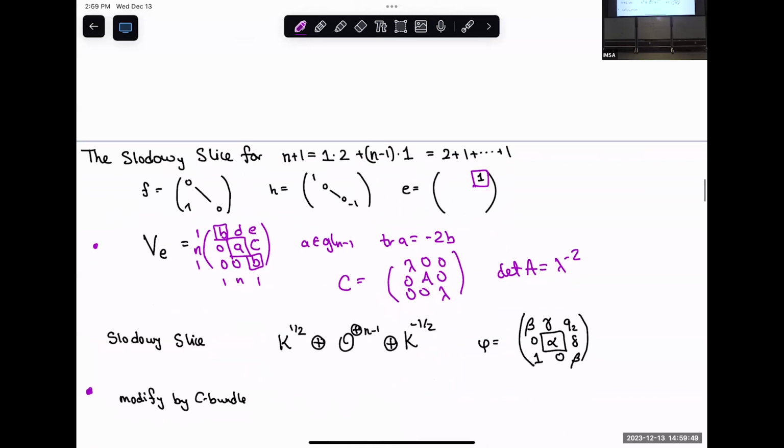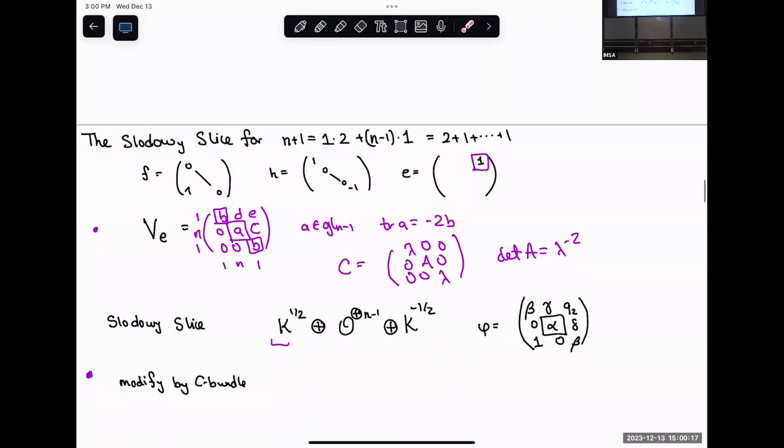So what's the Slodowy slice? Let me start out by not twisting by this C object. What I'm going to do is just take K^(1/2) plus n minus 1 copies of the trivial bundle plus K^(-1/2). And the Higgs field looks like this, right? I add the 1, which makes global sense, and then I add holomorphic sections of appropriate bundles where I'm working in this splitting.